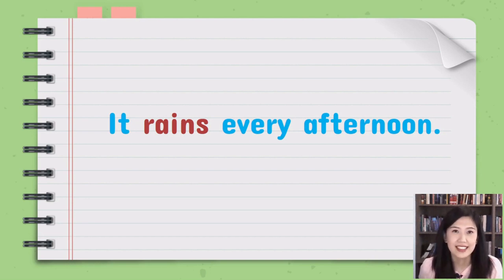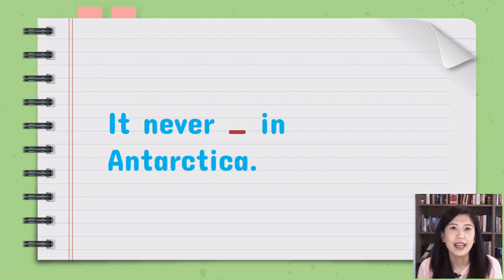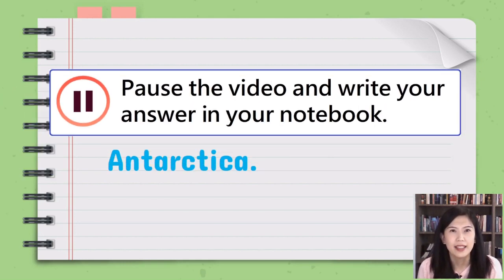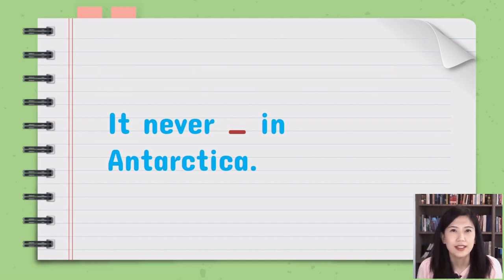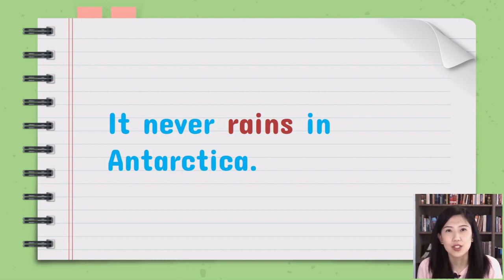Let's take a look at the next sentence. It never rains in Antarctica. That's true, it's too cold. Water just turns straight into snow there. It never rains in Antarctica. The word never is basically a short form of not ever, from the past all the way till now. It's a fact. The place is too cold. Because it's a fact, let's use rains.